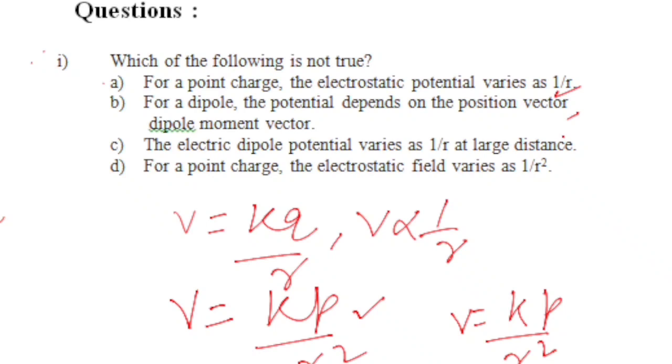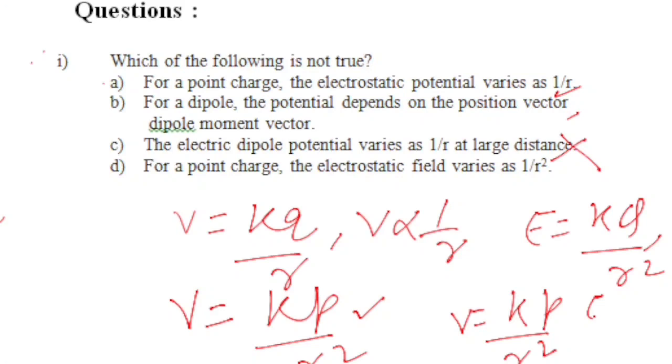Fourth statement is given that for a point charge, the electrostatic field varies as 1 by r square. Is it true or false? For a point charge, the electrostatic field E is given by KQ by r square. So E is inversely proportional to 1 by r square. So this option is also correct.